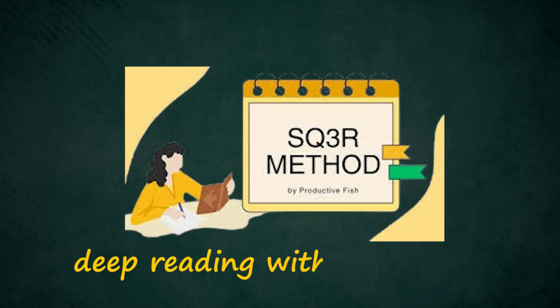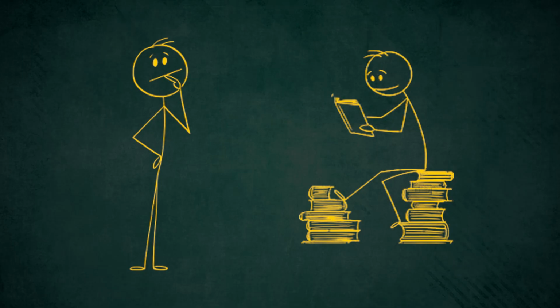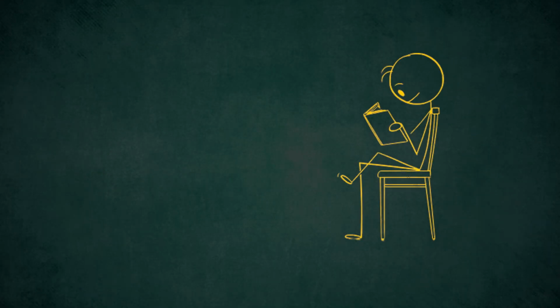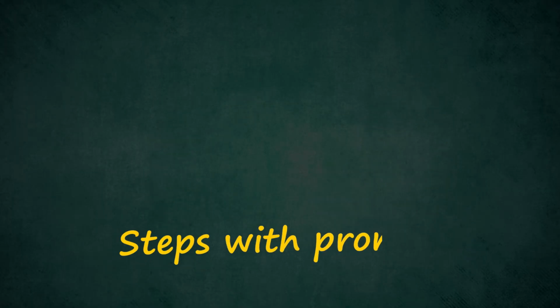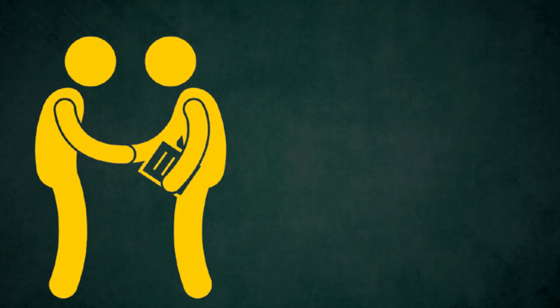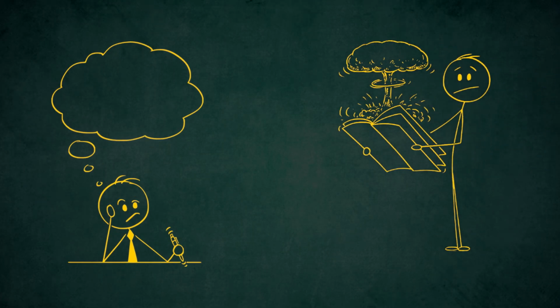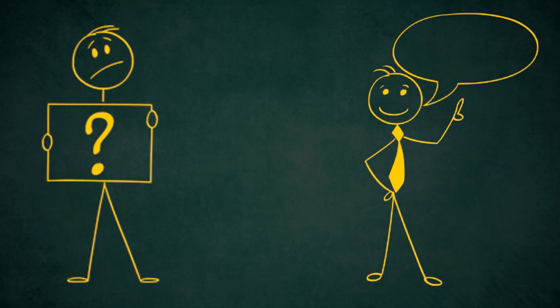SQ3R. Deep reading without drowning. What it is: a structured reading protocol for textbooks, dense articles, and theory-heavy chapters. Why it works: it turns passive reading into goal-driven, question-led learning, making your brain search for answers. Steps with prompts: Survey. Skim titles, subheadings, bold terms, summaries, diagrams. Prompt: what's the big picture here? What's likely important?